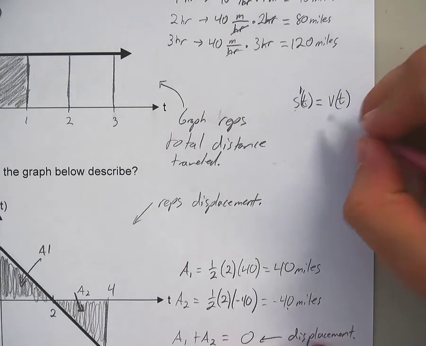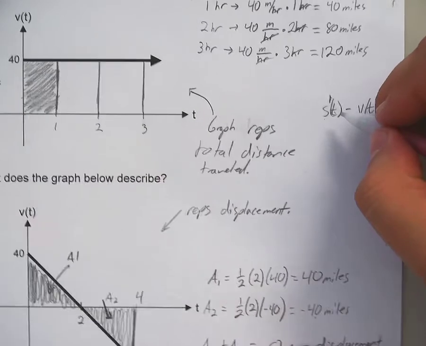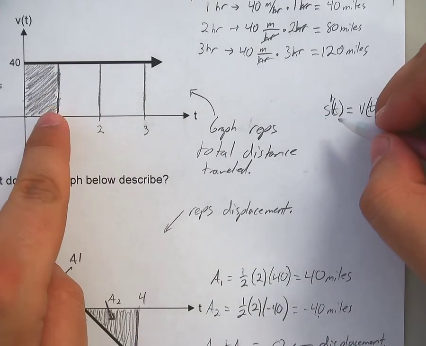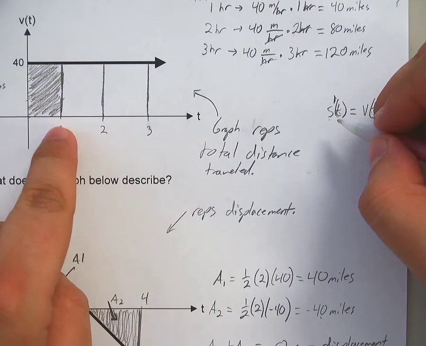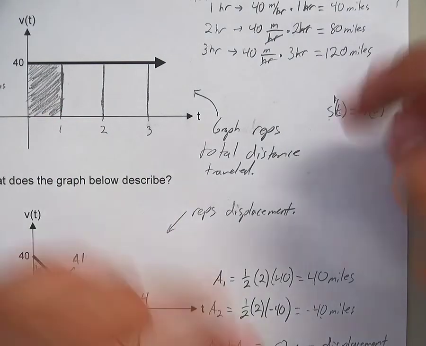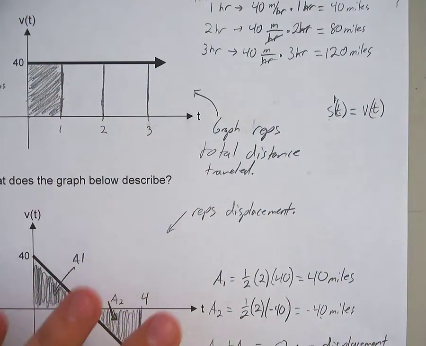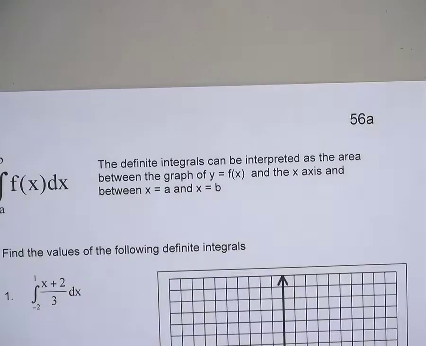So what if we started with velocity and wanted to go backwards? We would integrate, right? We do the antiderivative. That's what we've just done. We've just done an antiderivative by finding the area under this curve. Now that's kind of abstract, so flip the page over and it's going to explain it here.